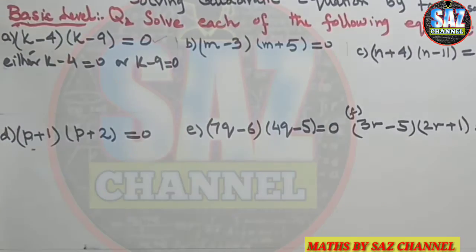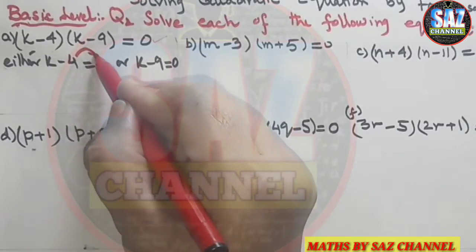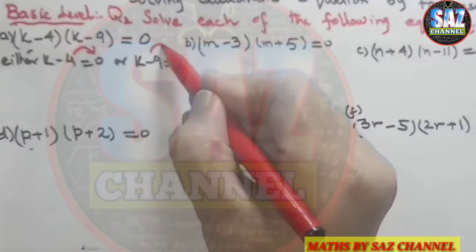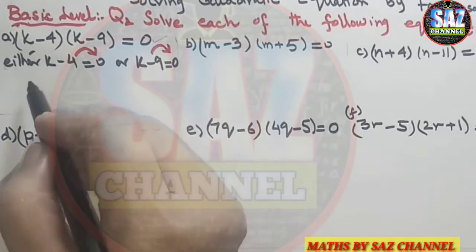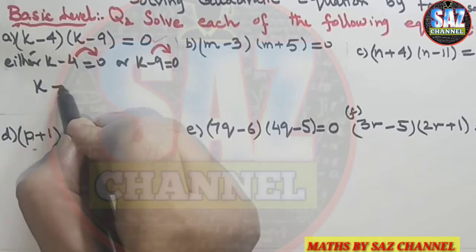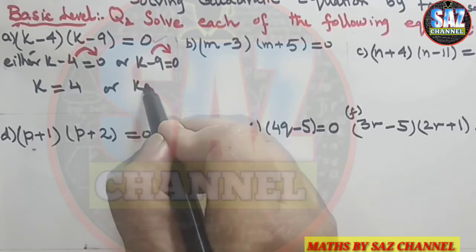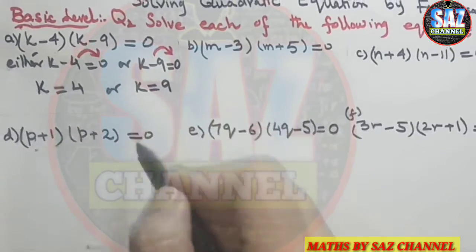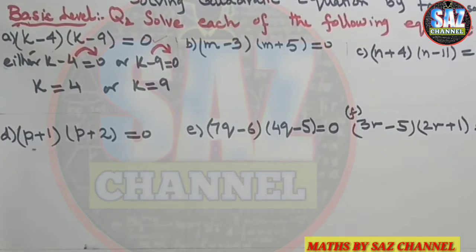This will give me, in order to get value of k, I have to shift this constant to other side, and same for the second part. So what I will be doing, I will shift this 4 to other side, and this will give me k equals to 4 or k equals to 9. These are the two solutions of this question. Let's move to the second part of the question.